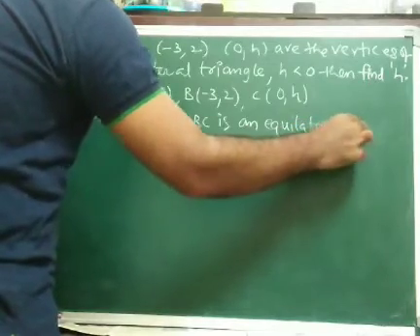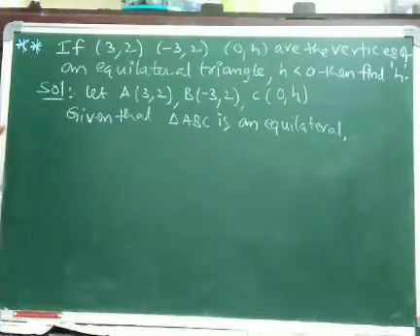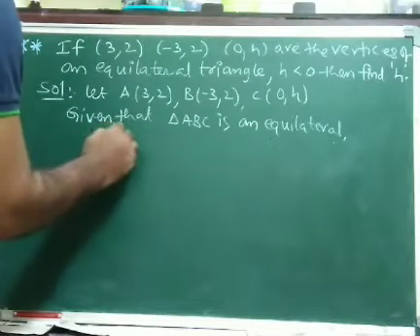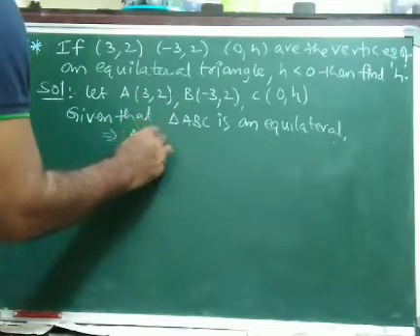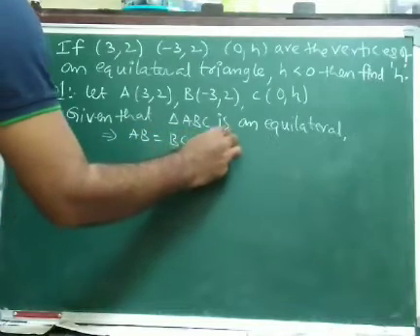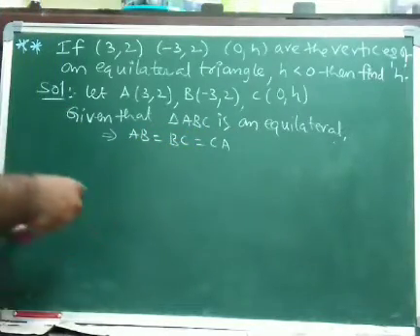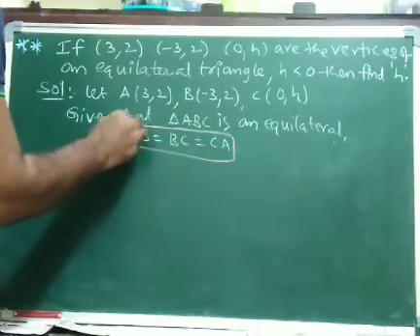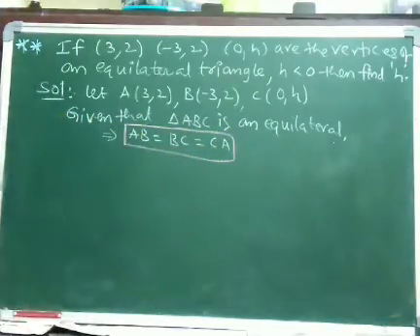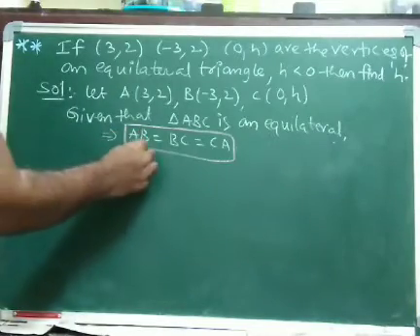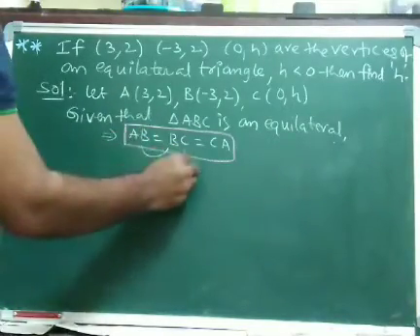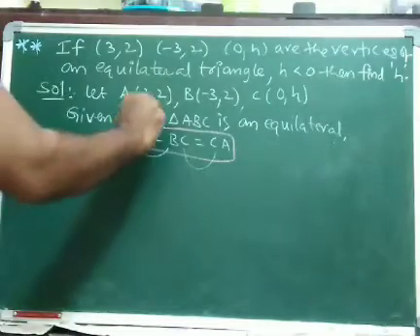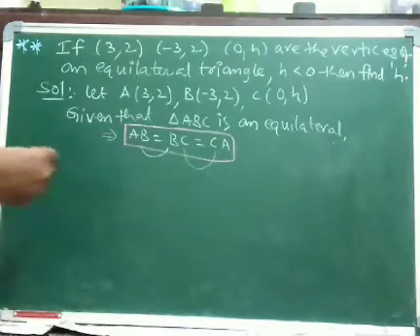You know the meaning of equilateral? All sides are equal, all angles are equal. That implies AB is equal to BC is equal to CA. So because of the equilateral triangle, all sides are equal. So here you can take any two, either AB is equal to BC, or BC is equal to CA, or even AB is equal to CA also you can take.